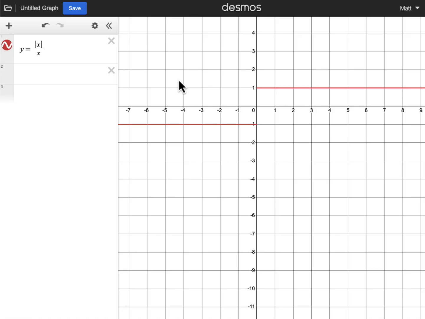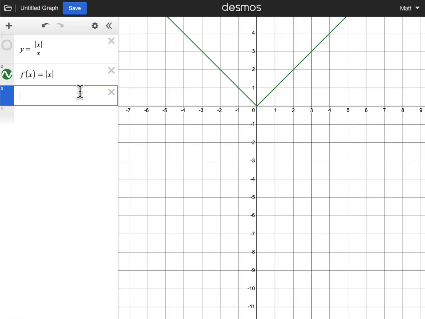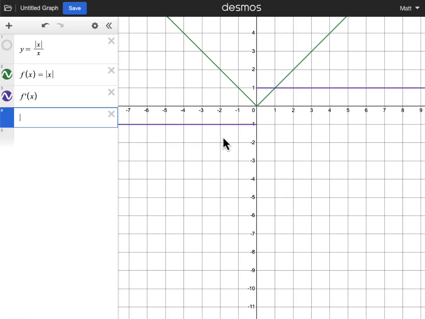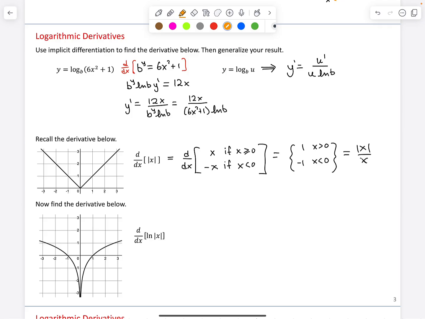So I've graphed absolute value of x over x. You can see it produces a function that's horizontal constant +1 if x is positive, and a horizontal constant -1 if x is negative. Let me hide that and type in f of x equals absolute value of x. And then if I just type in f prime of x, we'll automatically graph its derivative, producing this purple graph which matches the red graph, confirming that the derivative of absolute value of x is absolute value of x over x. So now we're going to explore then what's the derivative of the natural log of absolute value of x.